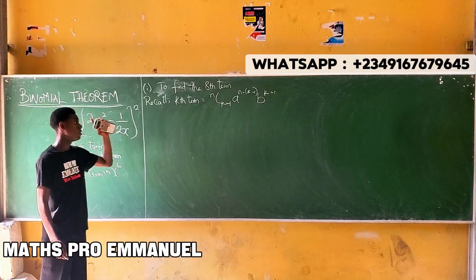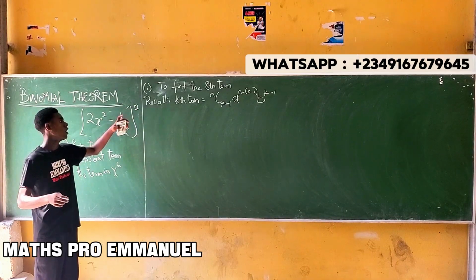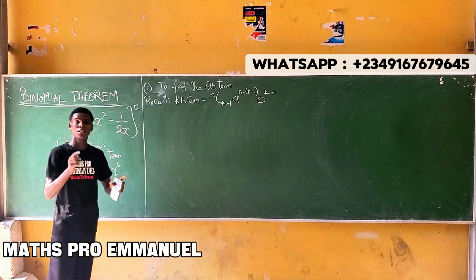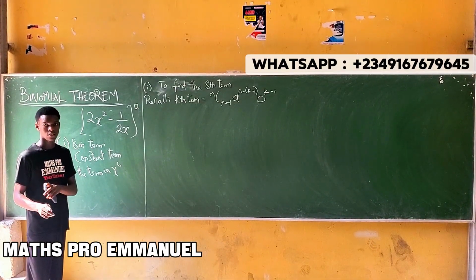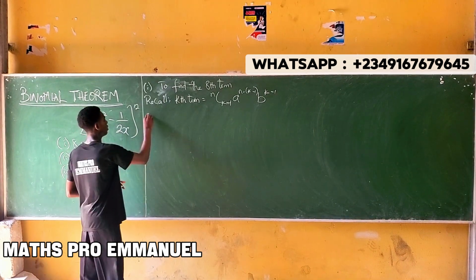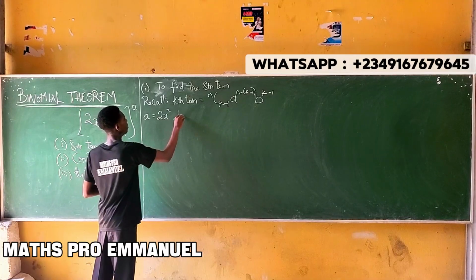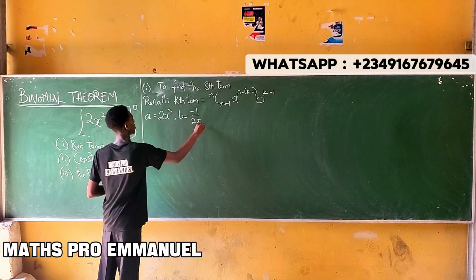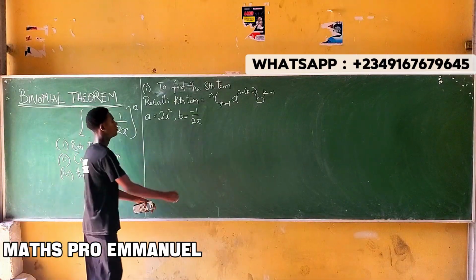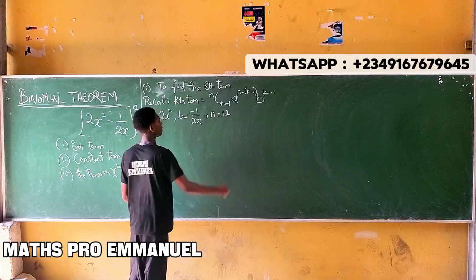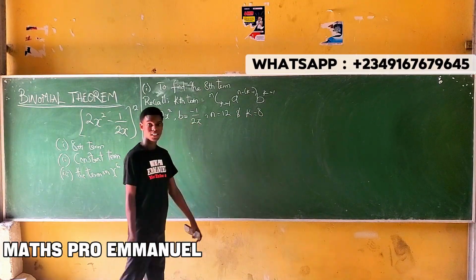Now in the formula you are seeing n. n is the index here, which is 12. The next one is k. Your k is the term you are asked to find. You are asked to find the 8th term, so k is literally 8. Now that I've gotten all those values, let me bring them here. a is equal to 2x squared, and b is equal to minus 1 over 2x. Don't forget to keep the minus sign with it. n is 12, and finally k is 8 because you are asked to find the 8th term.